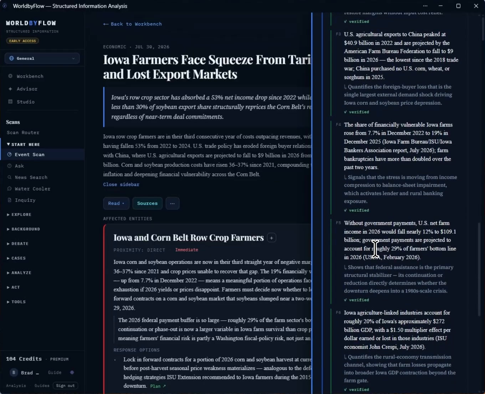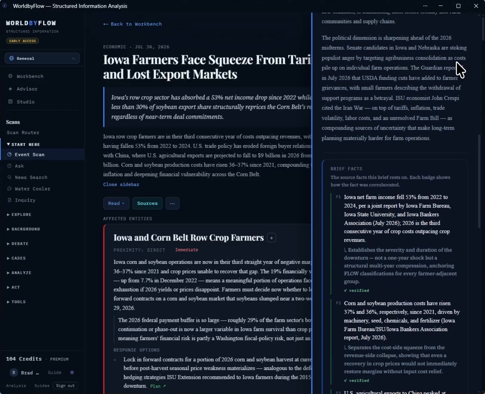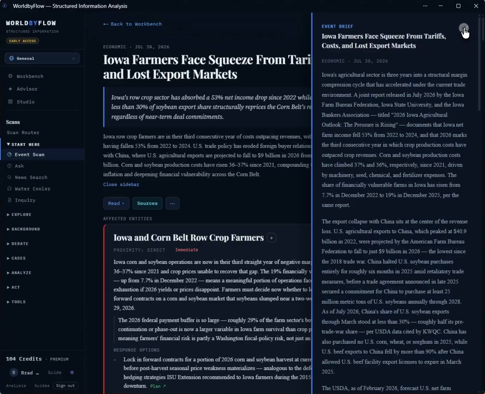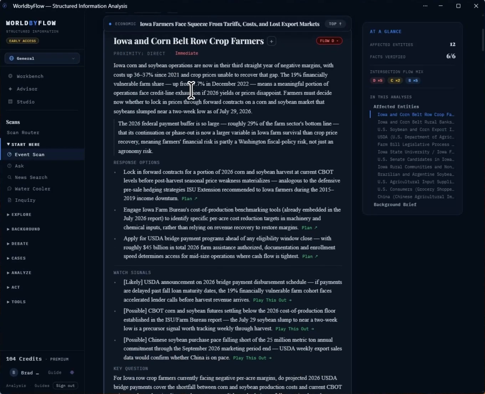Then, the body. On an event scan that is one card per stakeholder, and every card has the same 4 parts. The weight classification, which the next video is entirely about. How close this party sits to the event. What happens to them second, usually the useful part, because the first order effect is what the coverage already told you, and the one open question that decides how it goes for them.